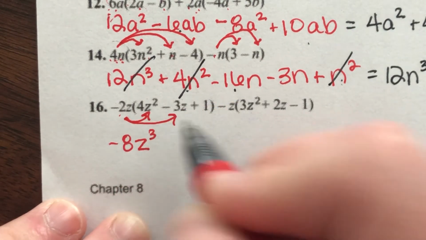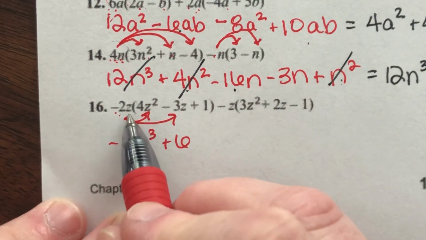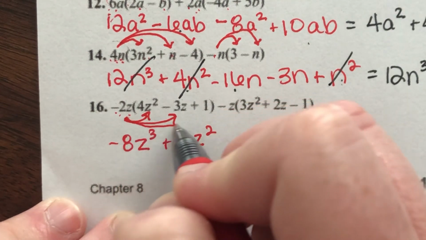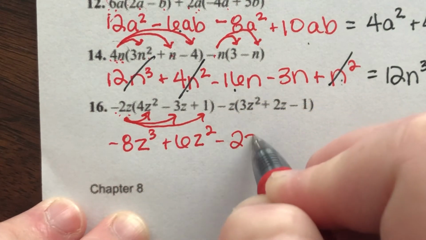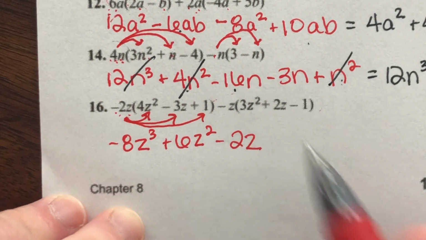Negative 2z times negative 3z. Negative 2 times negative 3 is positive 6. Z times z is z squared. And then negative 2z times 1 is negative 2z. So that's the first part. Then I have to move on to the second part.